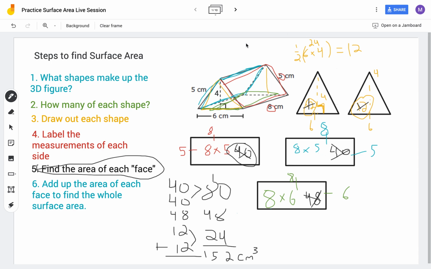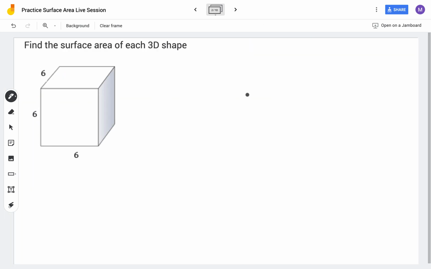All right. So next we're going to come to another page. We're going to talk about finding the area of a cube. Again, we're going to break it up into each face. How many faces does a cube have? Type in the chat box. How many faces does a cube have?